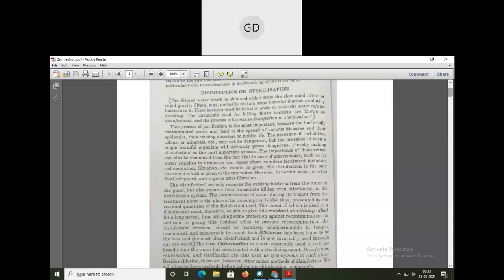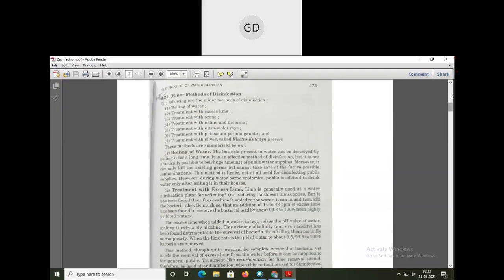Now let us come to the different methods of disinfection. How can you do the disinfection process? Number one is boiling of water. Then treatment with excess lime, then treatment with ozone, then treatment with iodine and bromine, then treatment with UV rays, then potassium permanganate, and the last one is treatment with silver, also known as the electro process. By using these seven processes, you can do disinfection.